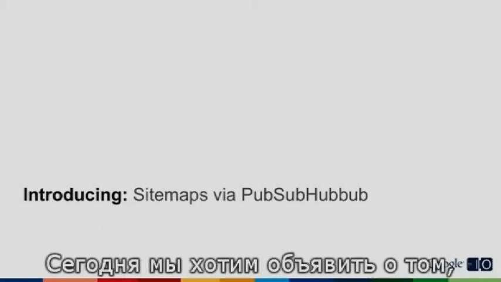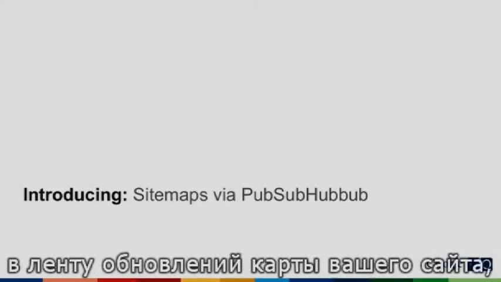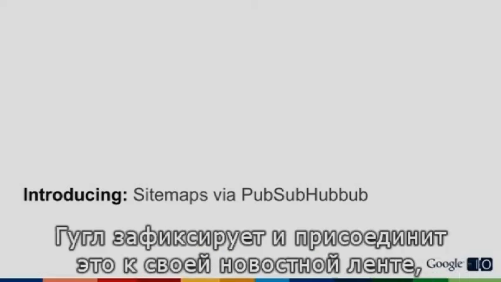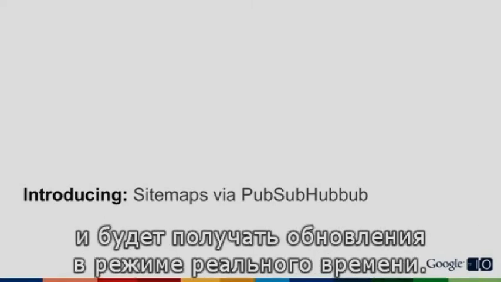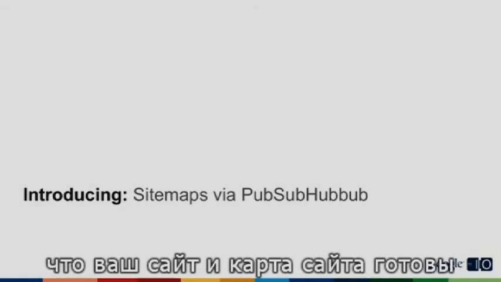We're introducing today that our sitemaps and webmaster tools will support PubSub-Hubbub. So when you put a hub in your feed for the sitemap of your site, Google will read that and subscribe to that feed and get those real-time updates. It will then know that your site and that sitemap are ready to crawl.